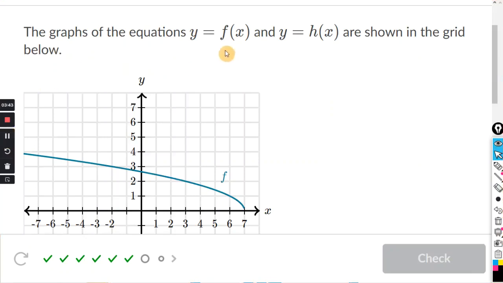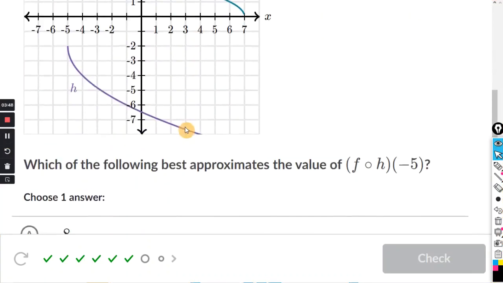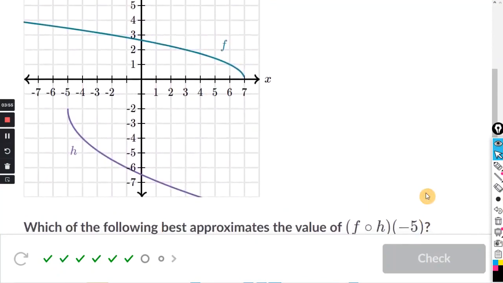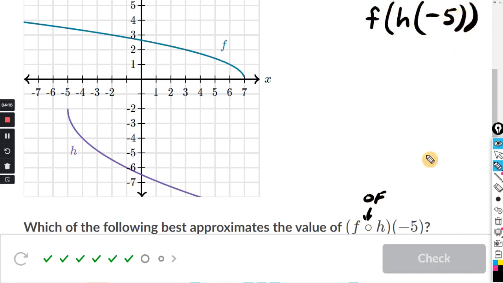The graphs of equations y equals f of x and y equals h of x are shown in the grid. Which of the following approximates f of h of negative 5? What they are asking here, remember the little O symbol, that means of. So this is f of h of negative 5.